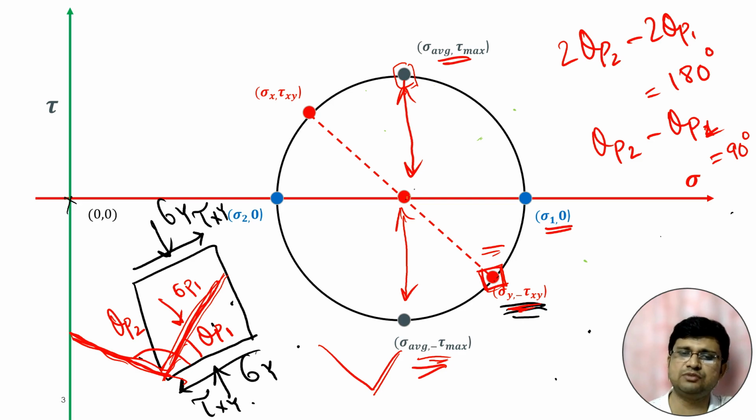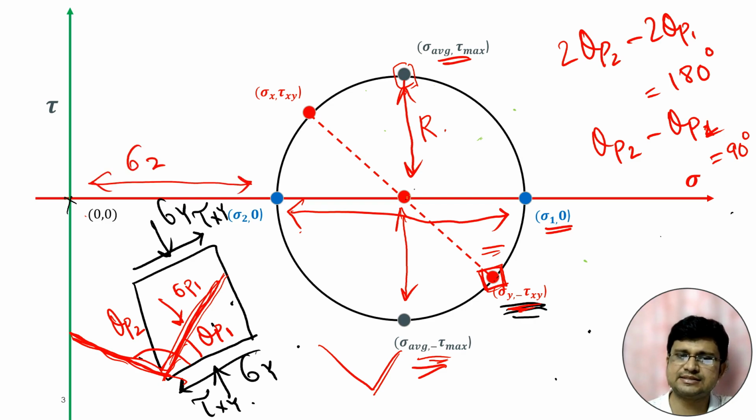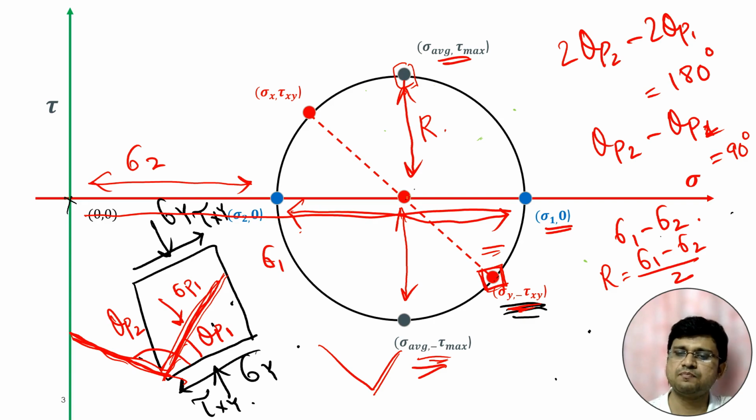Again, one thing you can see here is that the value of maximum or minimum shear stress is the value of the radius of the Mohr circle. We already know the equation of the radius of the Mohr circle, or we can say this gap is the gap of sigma 1 minus sigma 2, because this is sigma 2 and this is sigma 1. So the diameter of the Mohr circle is sigma 1 minus sigma 2, and the radius is sigma 1 minus sigma 2 by 2. This value is the maximum value of shear stress. So tau max is sigma 1 minus sigma 2 by 2.